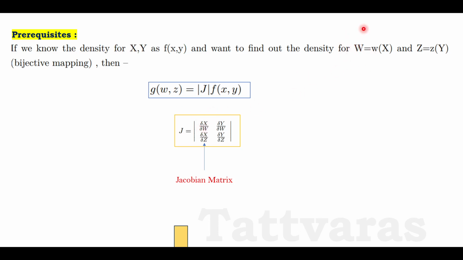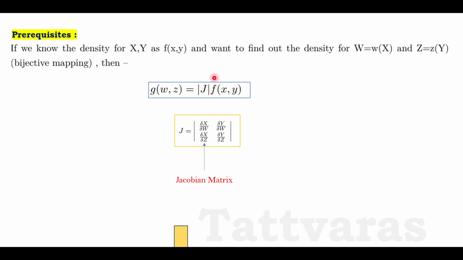So x can be written in terms of w, right? If you take the inverse of this function, x can be written as a function of w. And what we do, we just put x as a function of w here, and this partial derivative will be something in the form of w. So this whole determinant will be a function of w and z.